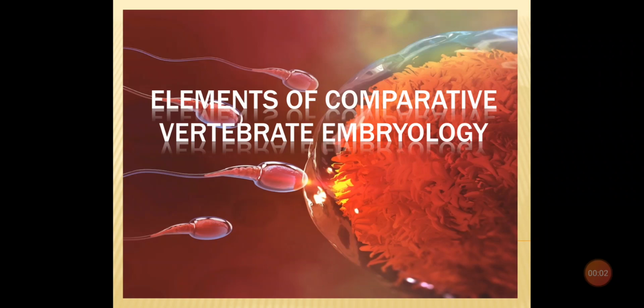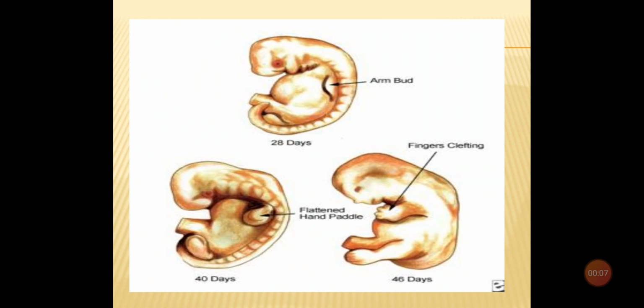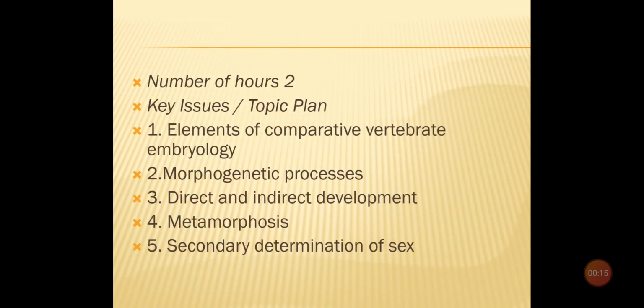Of comparative vertebrate embryology. Number of hours: 2. Key issues, topic, plan. First, elements of comparative vertebrate embryology. Second, morphogenetic processes. Third, direct and indirect development. Fourth, metamorphosis. Fifth, secondary determination of sex.